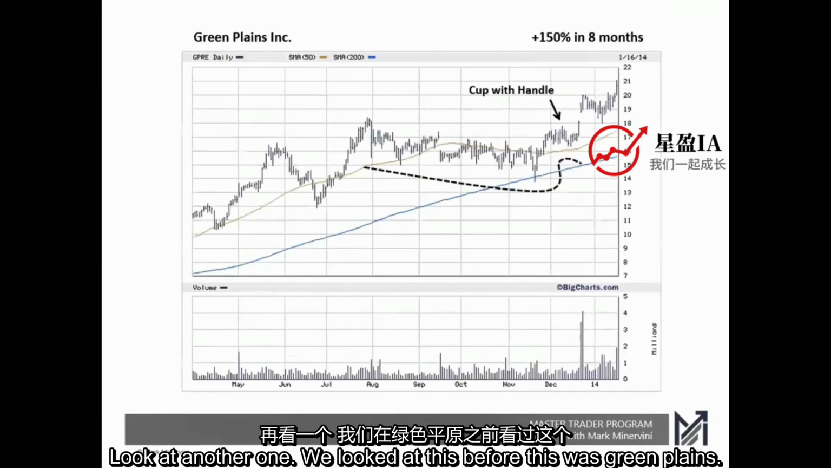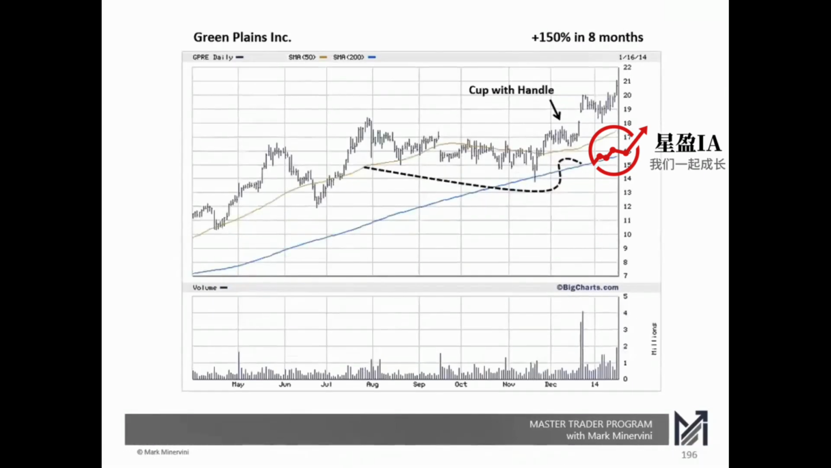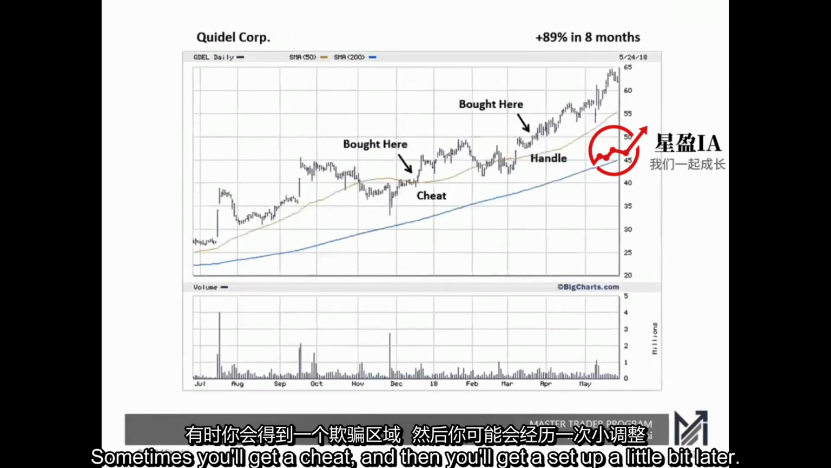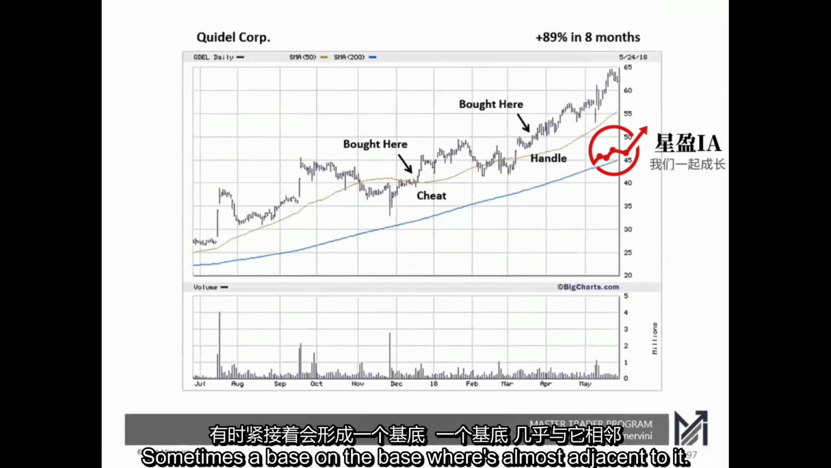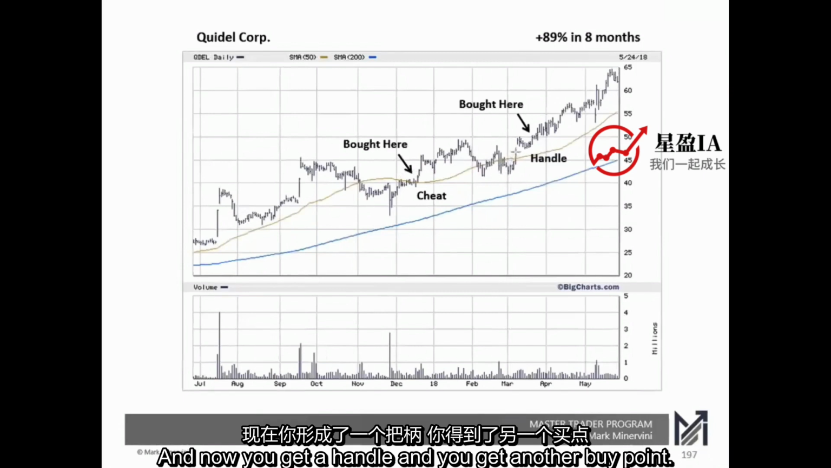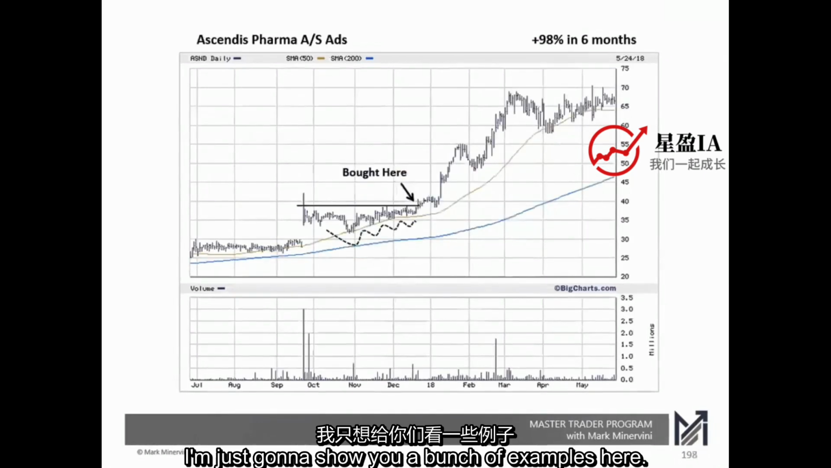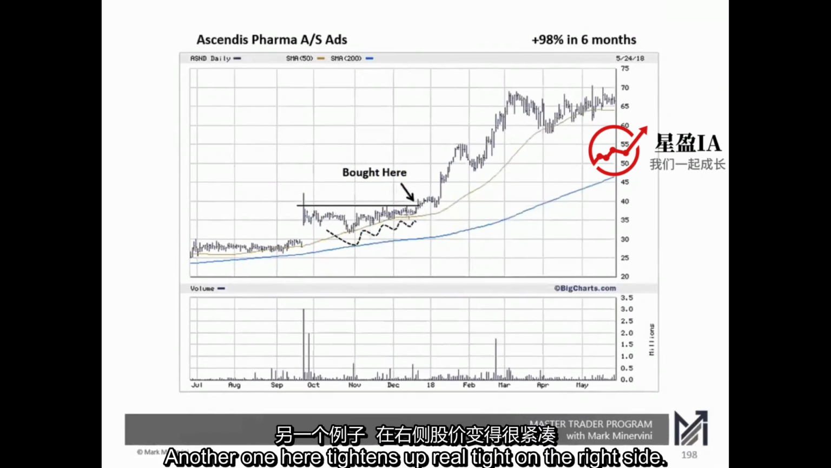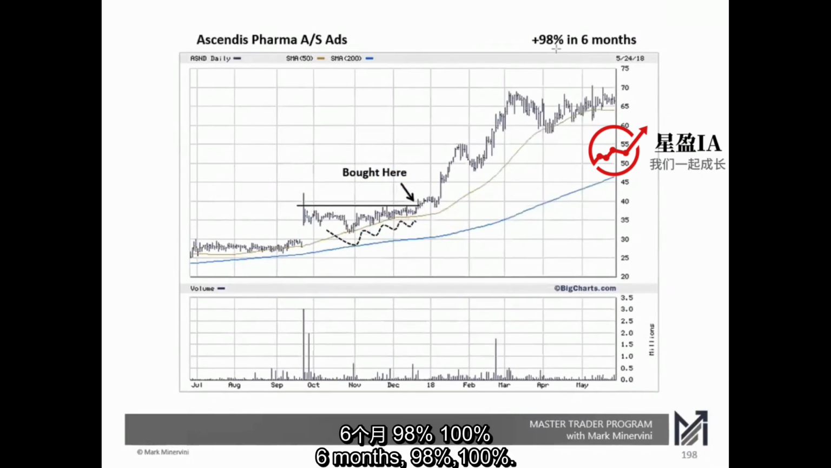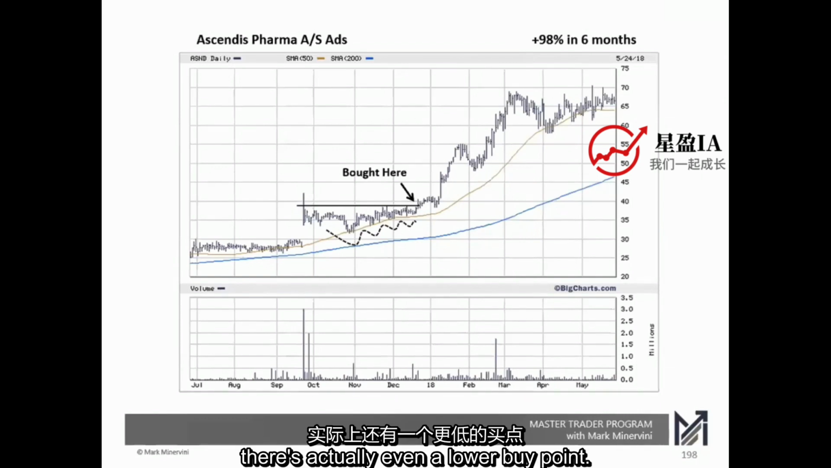Let's look at another one. We looked at this before. This was Green Plains. Sometimes you'll get a cheat, and then you'll get a setup a little bit later. Sometimes, a base on a base where it's almost adjacent to it, and now you get a handle, and you get another buy point. I'm just going to show you a bunch of examples here. Another one here tightens up real tight on the right side. 6 months, 98%, 100%. Now, you ever hear the commercials, wait, there's more? Well, there's more. There's actually even a lower buy point.